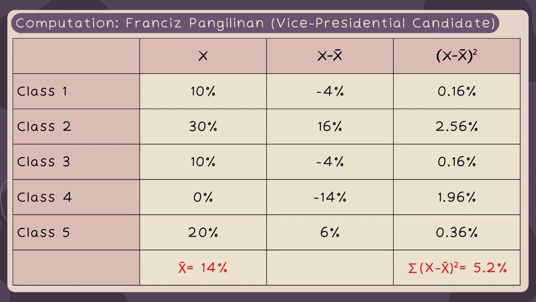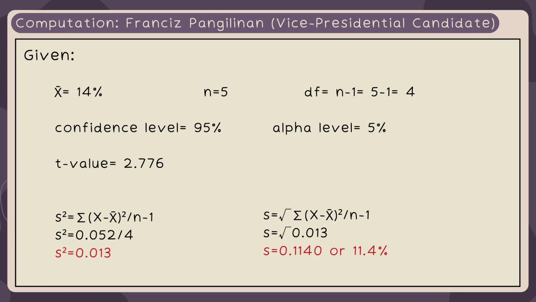For the third column, we need to square the previous column, so the values are 0.16%, 2.56%, 0.16%, 1.96%, and 0.36%. The summation is 5.2%. For the given, we have 14% for the sample mean, a sample size of 5, a confidence level of 95%, an alpha level of 5%, DF of 4, and t-value of 2.776.